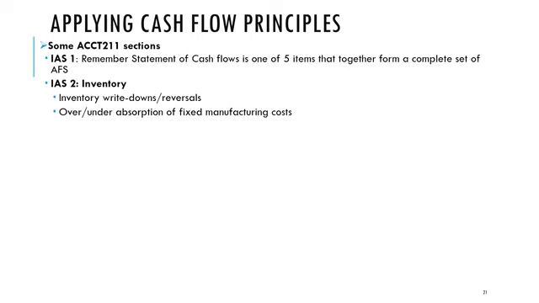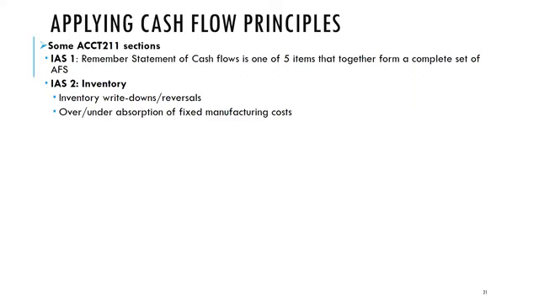Looking at some of our accounting 211 sections, that is why it is so vitally important that you pass 211 to progress to 212, because there is going to be a lot of those sections included, as you've seen in IAS 8, again, pulling through to the statement of cash flows. So IAS 1, we know, of course, is only one of 5 items to form a complete set of financial statements. Inventory, we might need to consider inventory write-downs, potential reversals of those write-downs, any under or over absorption of fixed manufacturing costs.